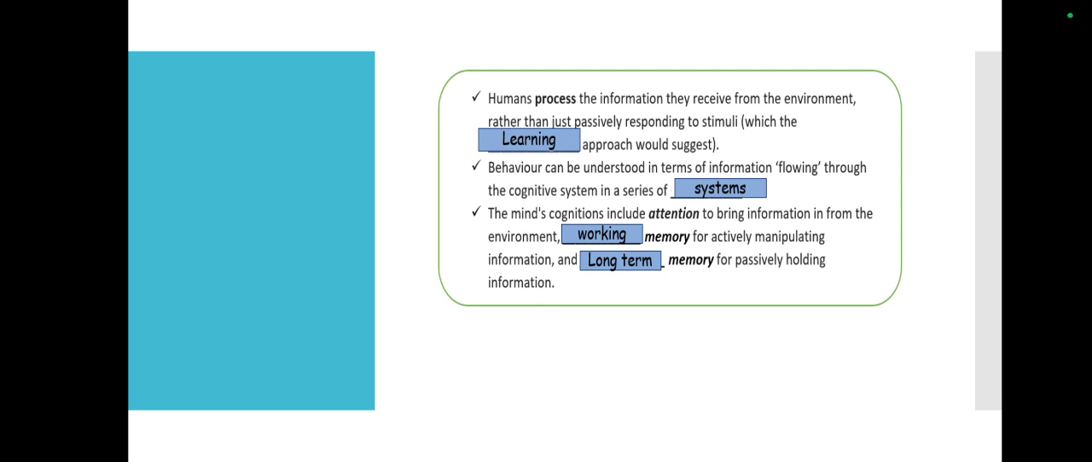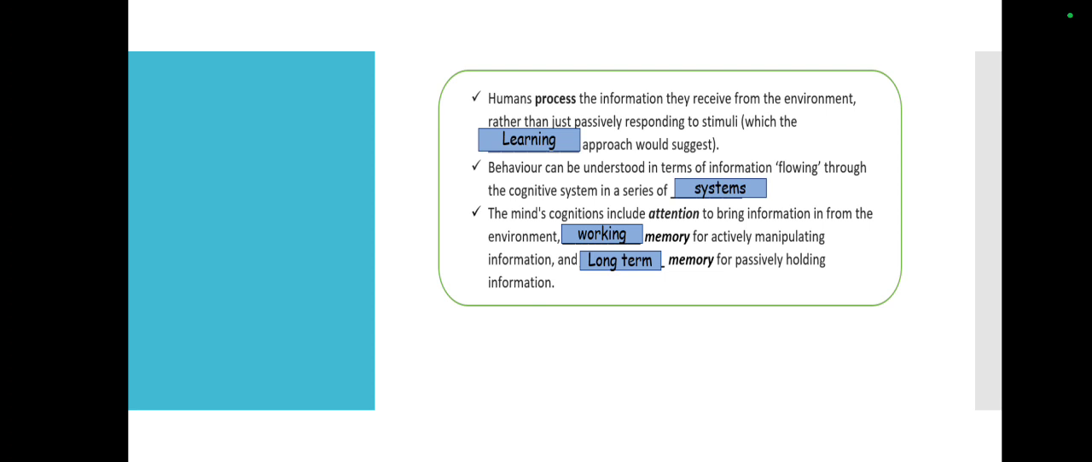They also believe that behaviour is best understood in terms of flowing through a number of cognitive systems, and this includes memory. That brings us to the next bullet point down. The mind's cognitions include attention, which is what we do with the things around us, so attention brings information in from the external environment. We then send it to the working memory. We pay attention to something in our environment and send it to our working memory, where we will manipulate or change the information that is available to us, i.e. we do something with it. And then the long-term memory is used to hold information for infinite periods of time until we need to retrieve it back.